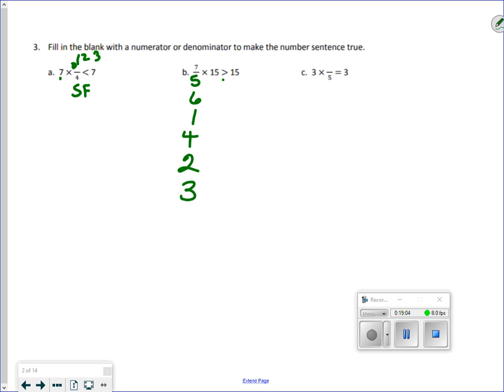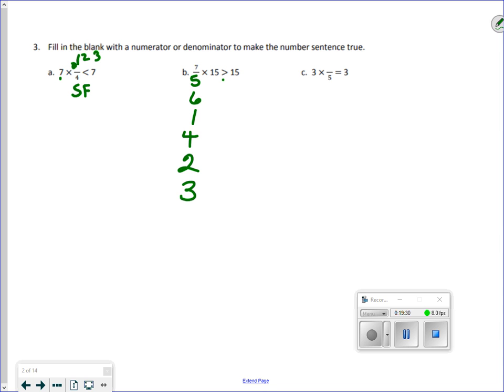3. 1, 2, 3, 4, 5, 6. So anything that would make the fraction improper. Can you do 7 over 0? No. So anything less than 7. 7 over 6, 5, 4, 3, 2, 1.